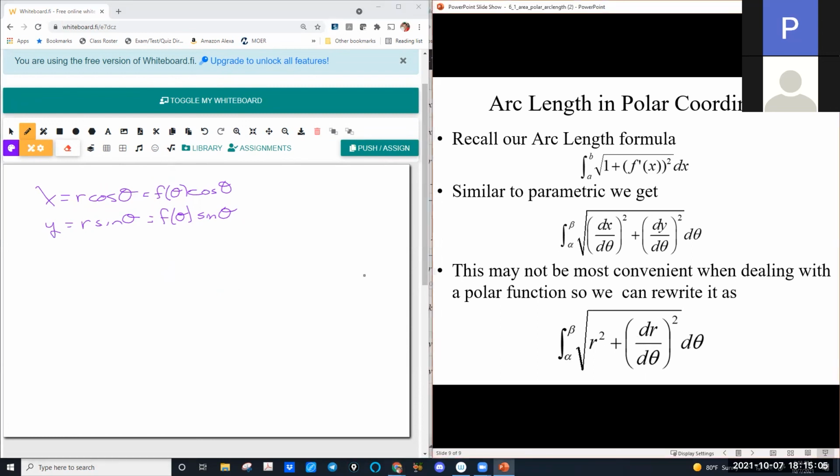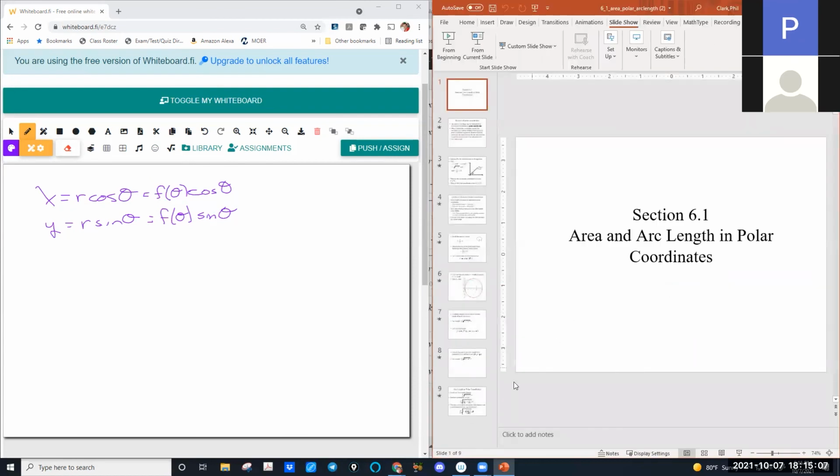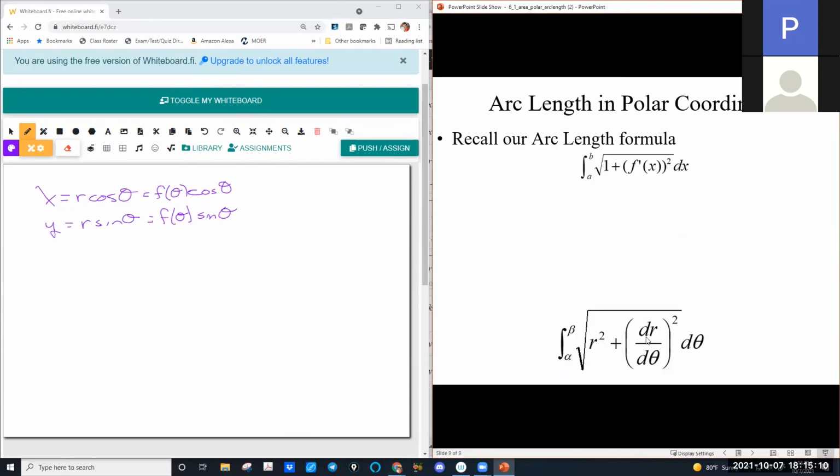But because a lot of times our polar curves are given in terms of r, so like our two lead rows, so like r equals cosine of 2 theta, it's much easier to do this form because now what do we need? Well, we need dr d theta, which is the derivative of this guy, which is a chain rule. So it's going to be negative 2 sine of 2 theta. And so now we can set up our integral.